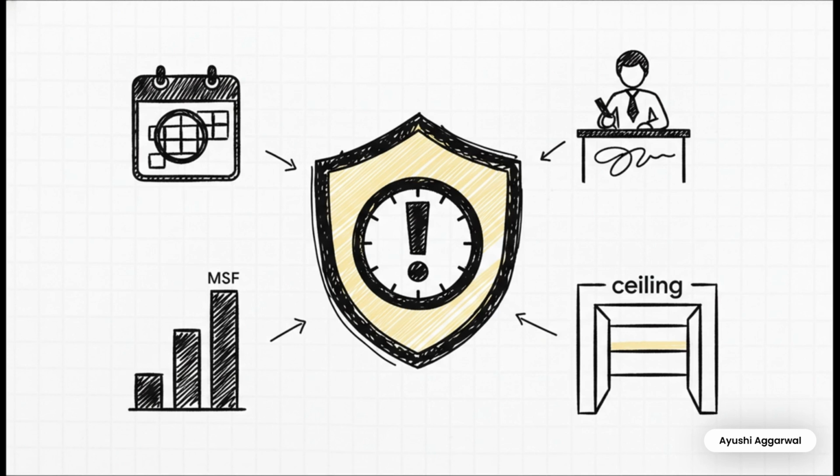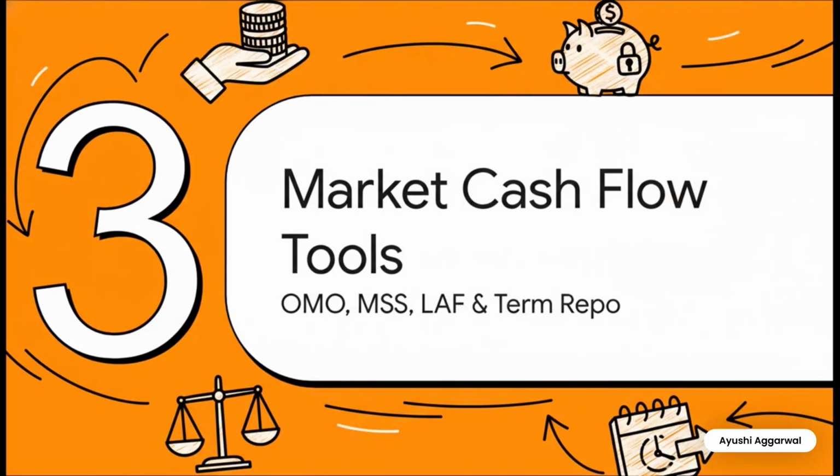It acts as the upper ceiling of the interest rate corridor. Memorize these. All right, great job so far. Let's move on to our next set of tools. These are what the RBI uses to directly manage the day-to-day cash flow in the market. We're going to talk about OMO, MSS, LAF, and term repo.